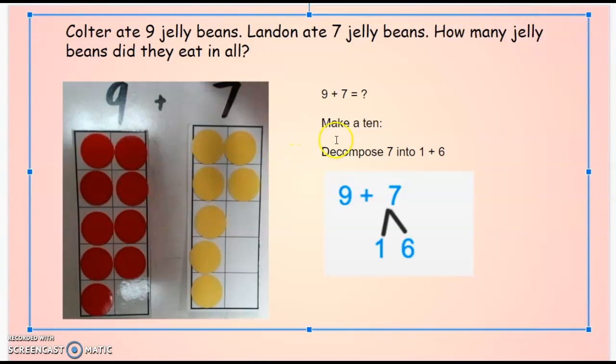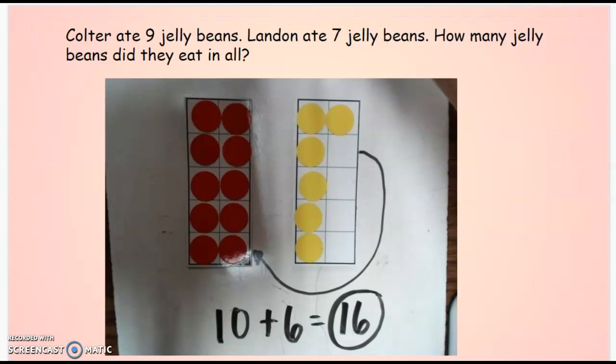If I cannot add this in my head, that's too hard to do, I need to make 10. Okay, and to make 10 right here, I need to add one more. So I'm going to decompose and break apart my 7. If I break 7 apart, I know 1 and 6 make 7, because if I took a 1 from here and add it to the 9, I can get a 10, just like here.